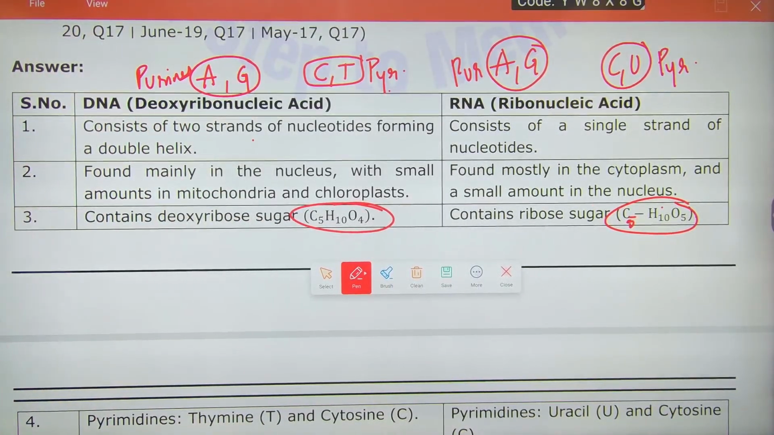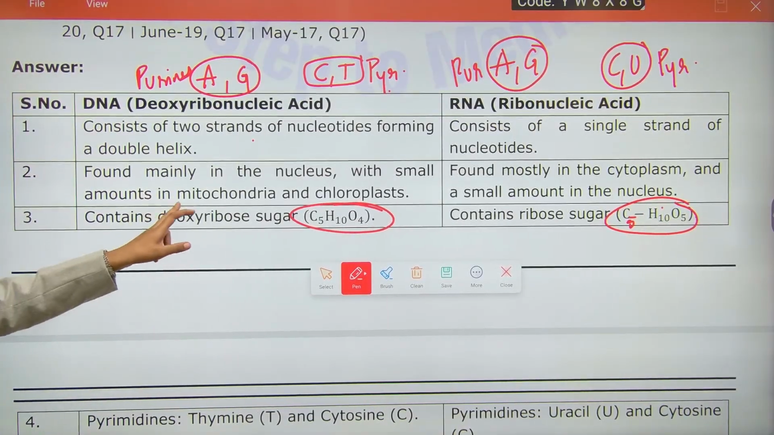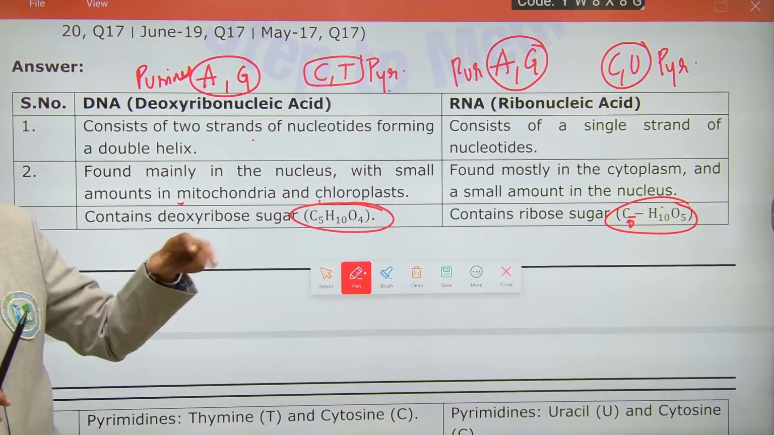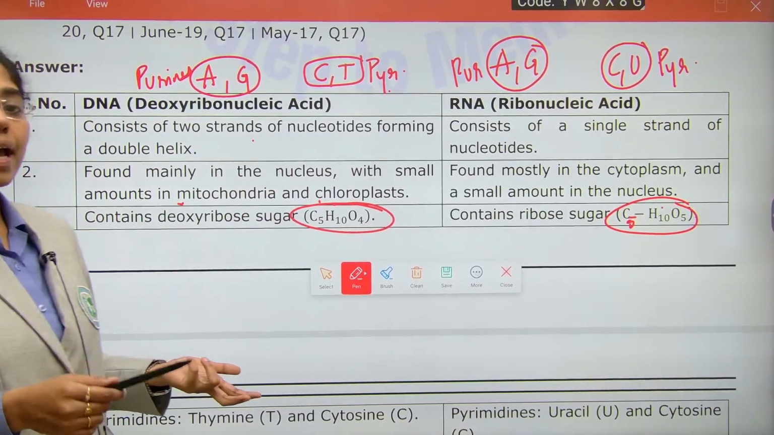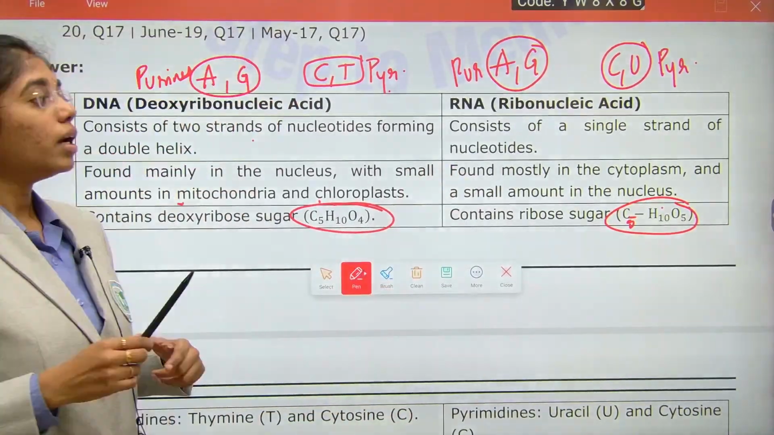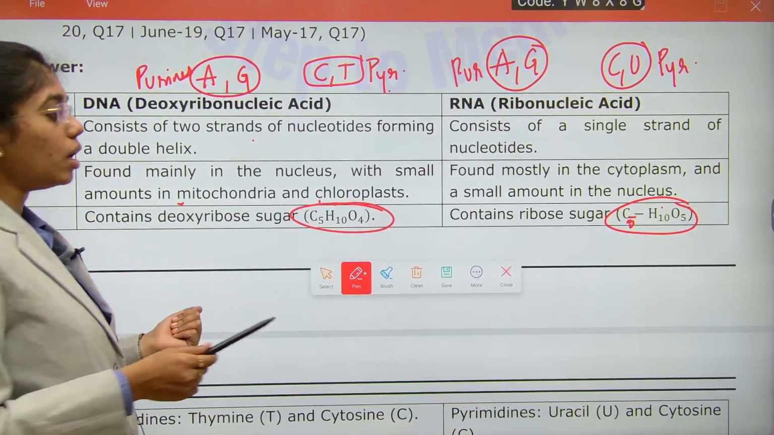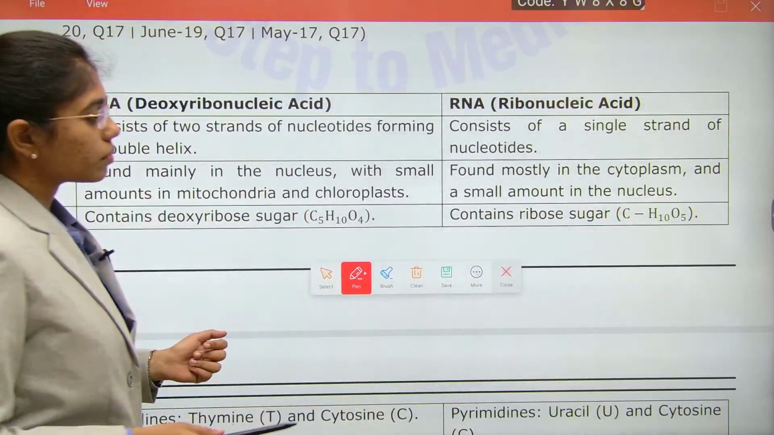DNA is found in the nucleus. Some parts of it are found in mitochondria and chloroplast. As they are autonomous cell organelles, they have double-stranded circular DNA. Whereas RNA is found mostly in the cytoplasm, and small amounts of it are present in the nucleus. Clear?